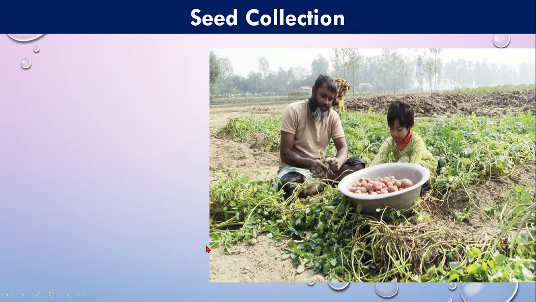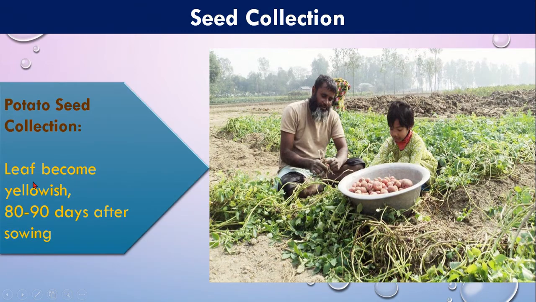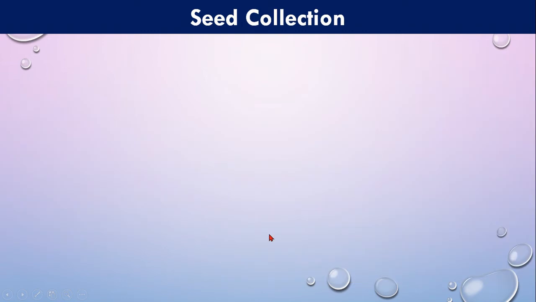Seed collection. So how do you collect the seed from the seed crop field? If I give you some examples, then you can understand. It depends on the crop variety. Not all crop varieties are the same for collecting the seed from the seed crop field. If you see potato seed collection here, you can see how they collect the seed. The leaf becomes yellowish when the potato seed plant is ready. At that time you understand that you can collect the seed now. It will happen 80 to 90 days after sowing of the seed.